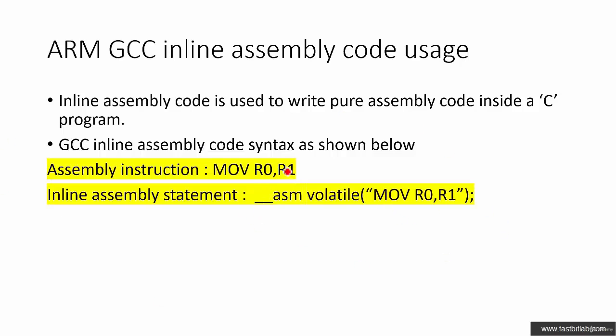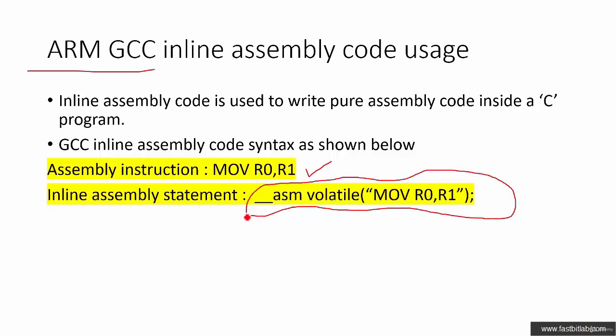Let's say you have an instruction MOV R0, R1. This is an instruction. If you want to include this instruction inside a C program, then you have to use the syntax of the inline assembly, which is given by the ARM GCC. This is how we write it.